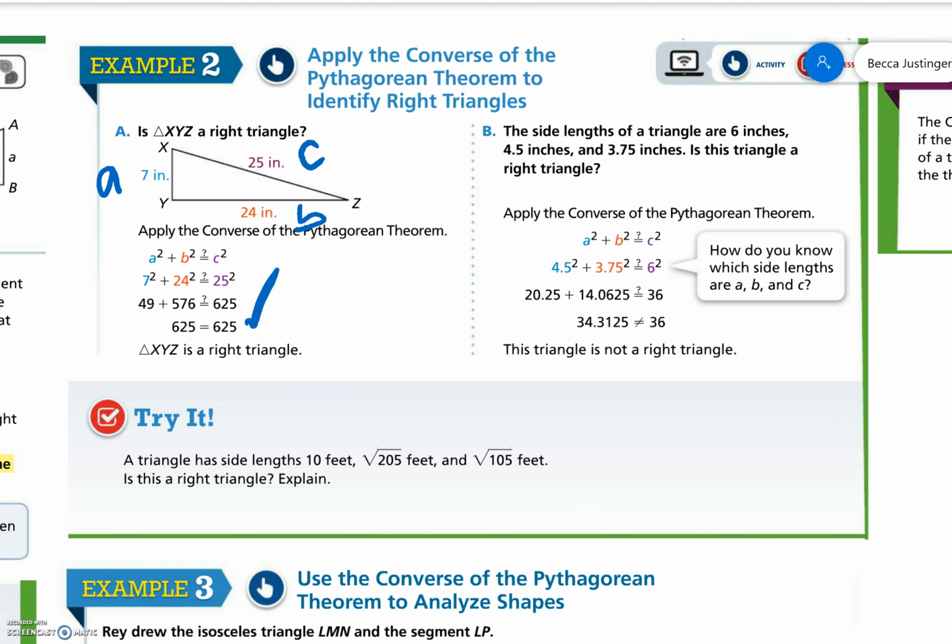B. The side lengths of a triangle are 6 inches, 4.5 inches, and 3.7 inches. Is this triangle a right triangle? Well, again, label our A, B, and C. 6 has to be C. And then we can make 4.5 A and 3.7 B. Plug it into the Pythagorean theorem. You end up solving and get 34.3125 is equal to 36. No dice. That does not work. This triangle is not a right triangle.